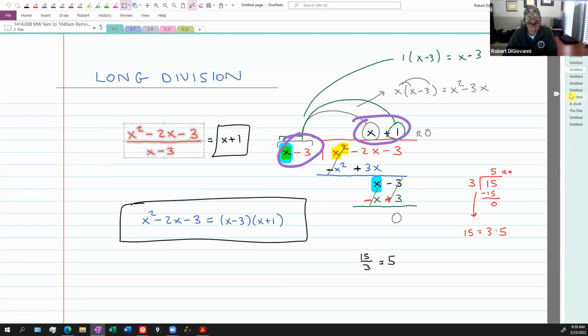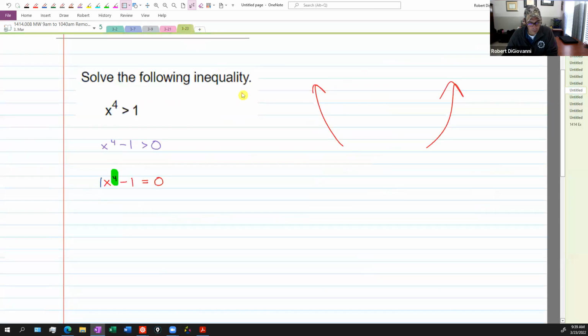Where am I? Okay, so here we go. I looked at this and said, okay, moved everything over. I'm looking at this as a function. It's a polynomial. It has an even degree and a positive leading coefficient. That means left side goes up, right side goes up. I know that much. Now I need the x-intercepts. So how would you go about solving that?